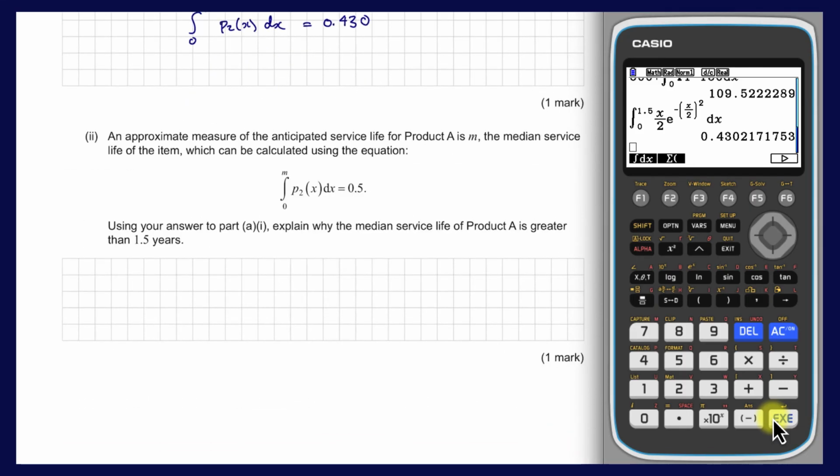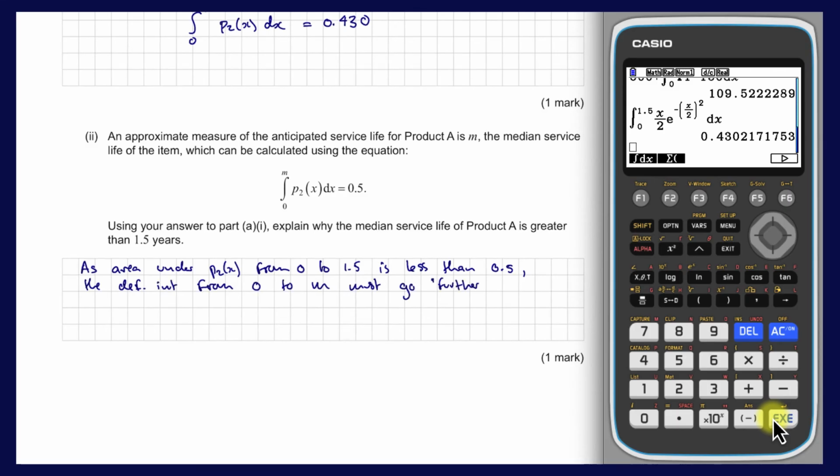A part 2, and we're looking at the median lifespan of an object, and that is the probability that it lives between 0 and m years being 0.5. That's the definite interval statement that we've got there. And based on our answer, we can explain why the median must be greater than 1.5 years. As the area under P2 of x from 0 to 1.5 is less than 0.5, the definite integral from 0 to m must go further than 1.5 to capture 0.5 or 50%. Therefore, m is greater than 1.5.